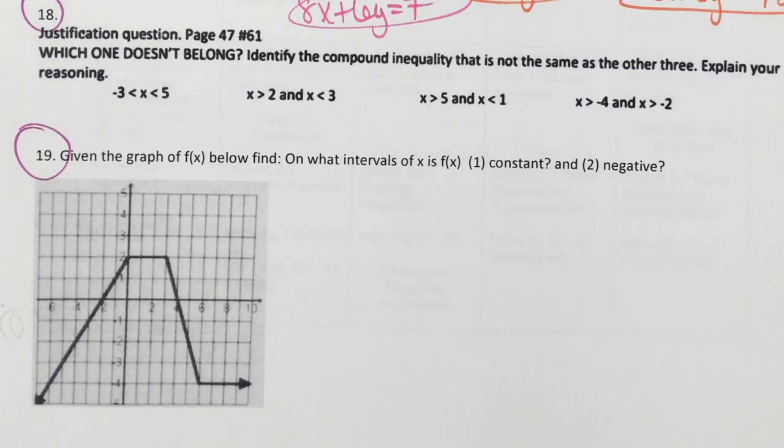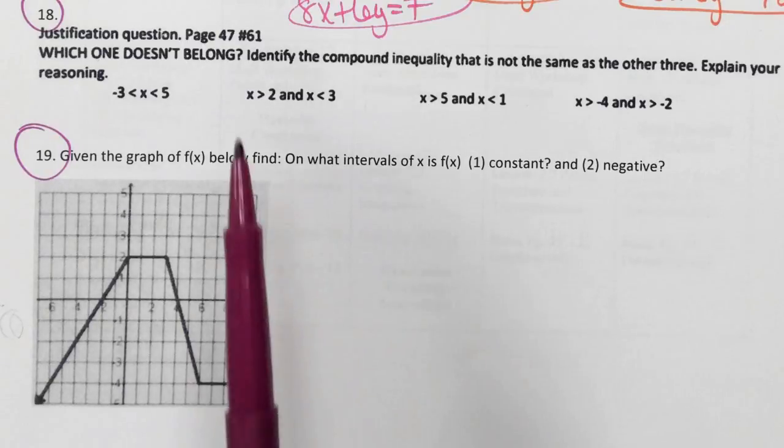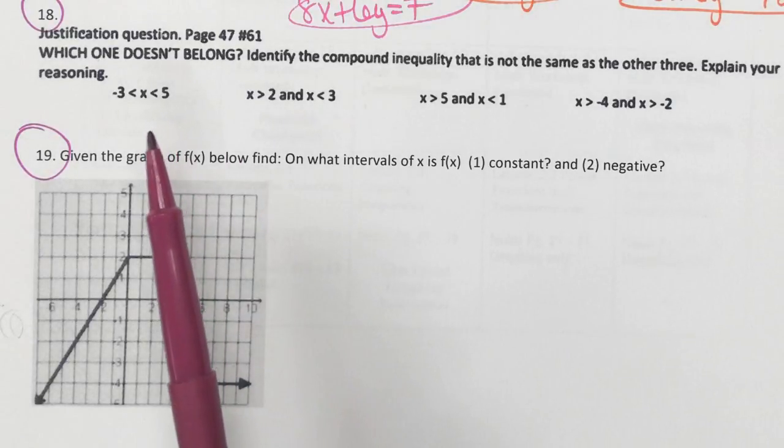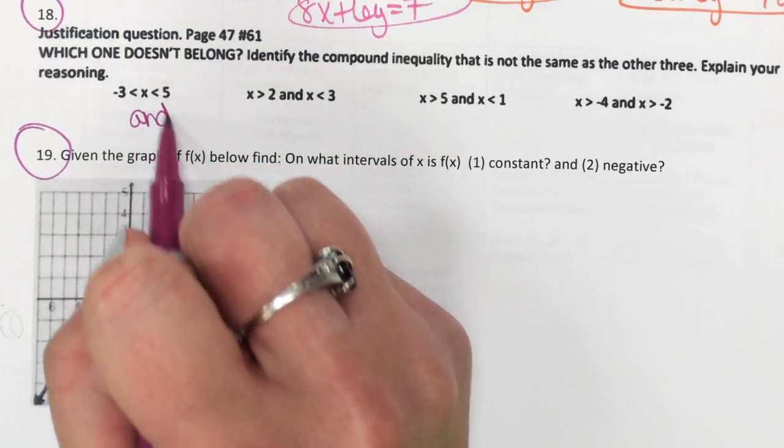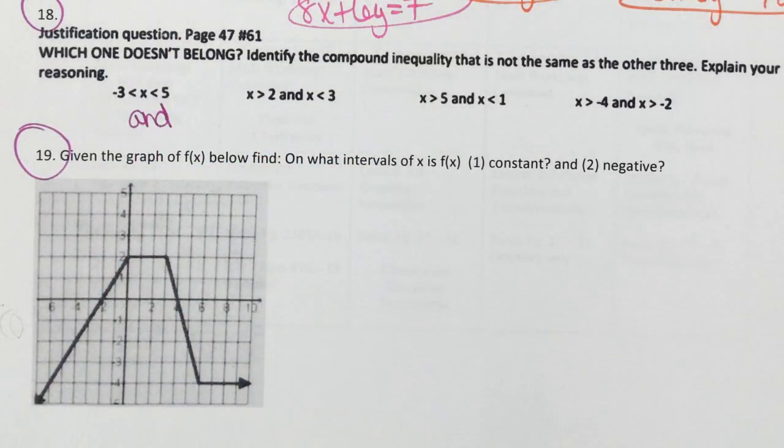Alright, let's look at this. Look at 18. Okay, look guys, do you remember the and or problems that we did? Do you remember which one less than is? Is that the and problems or is that the or problems? That's the and problems. Very good. So this is an and problem. Just because that one is written as a compound doesn't mean that it's not the same as everything else.